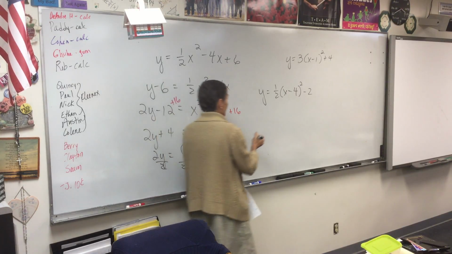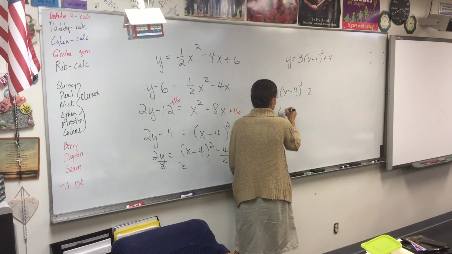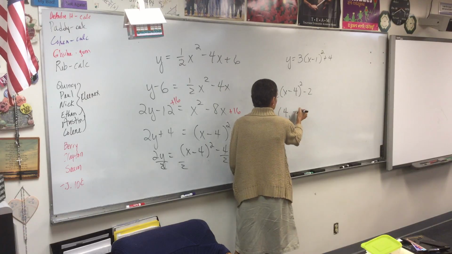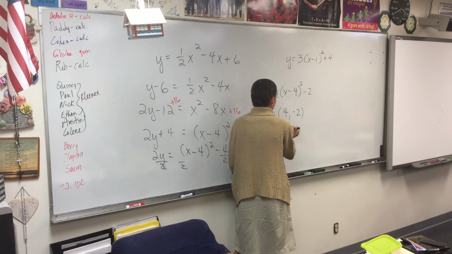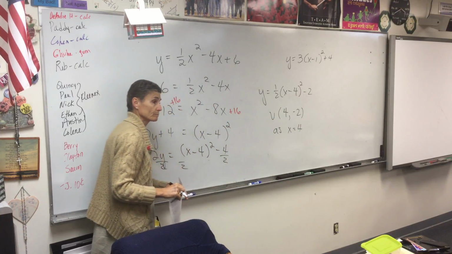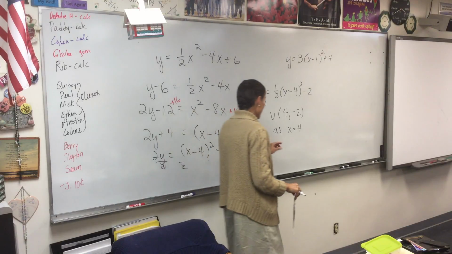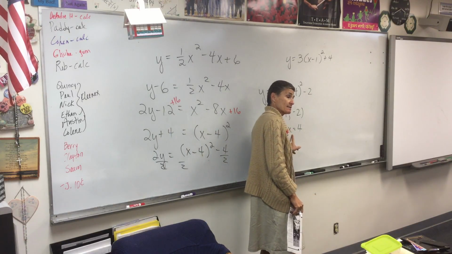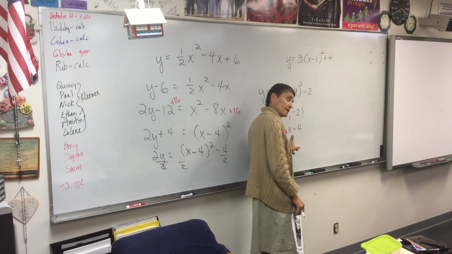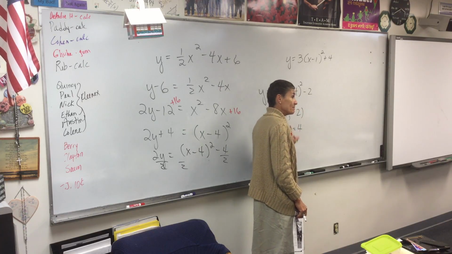which tells me that my vertex is where? Shifted 4 to the right and down 2. And your axis of symmetry then is x equals 4. Now, I'm going to keep taking points off if you don't write your axis as an equation. So if you want to keep losing points, just keep writing 4. It's got to be a line.